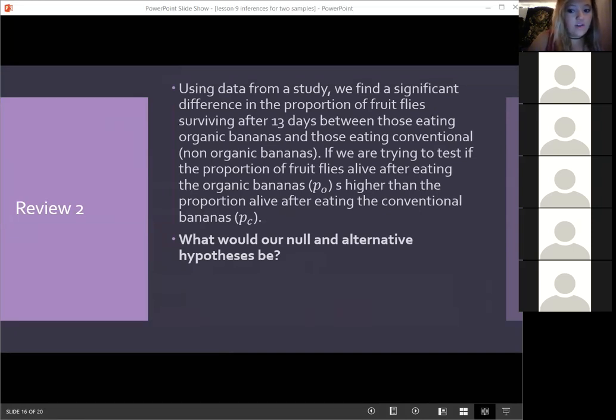So this one's just writing the null and alternative hypotheses. This is step 1 of our hypothesis testing procedure. So go ahead and try this one out, and we will go over it.